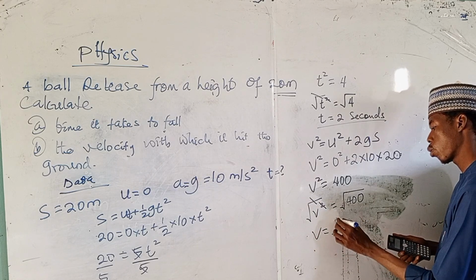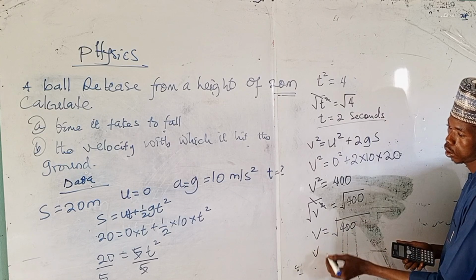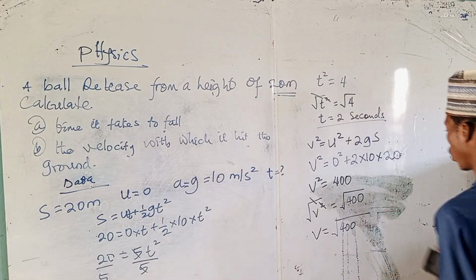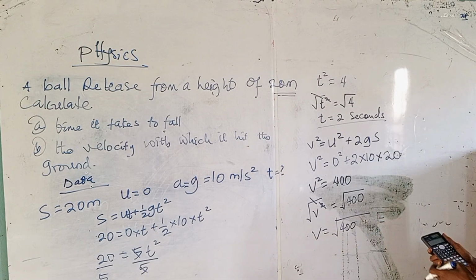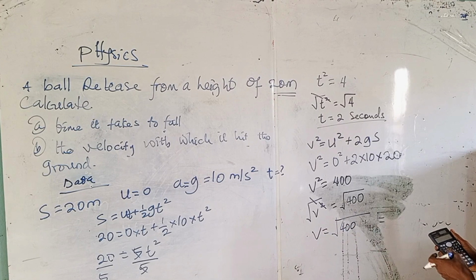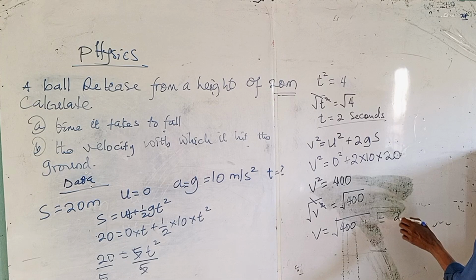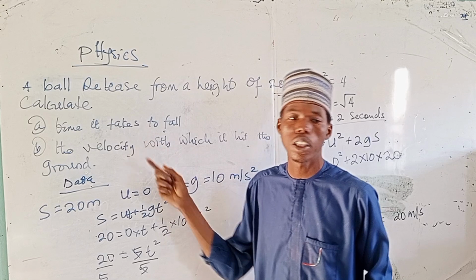And then the square root of 400 is 20. So 20 meters per second is the velocity of the ball. So this is how to find the time and the velocity.